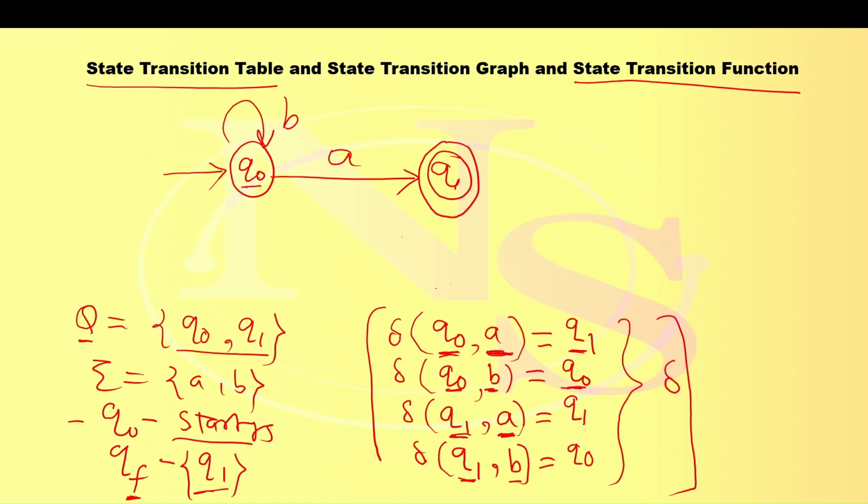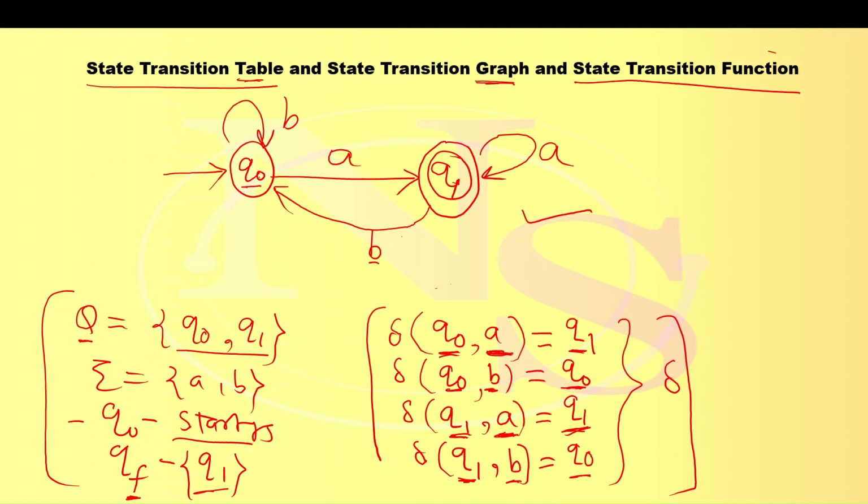Q1 reading A going to state Q1. So Q1 reading symbol A and going to itself is a self loop. Next one is Q1 reading B going to Q0. So Q1 is going to Q0 on symbol B. And in this way our state transition graph or automata is completed from the given state transition function. This way you can learn how to convert a table to a diagram or a diagram to a table, or you can draw the diagram, or we can say graph, from the state transition function.